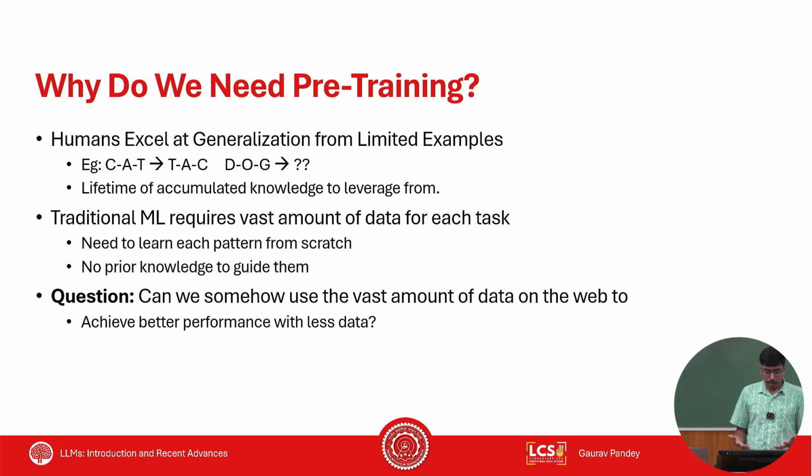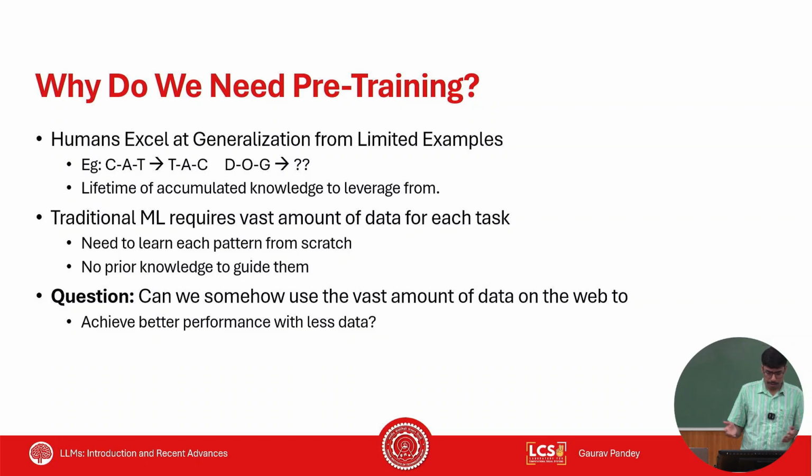The reason why humans can do it is because we have accumulated a huge amount of knowledge over the past several years, and that knowledge helps us understand what the underlying task might be. That is what we want to feed inside the model. We want to feed this accumulated knowledge of human beings inside the model, so that when I give it a new task, it can understand from very few examples what the underlying task is.